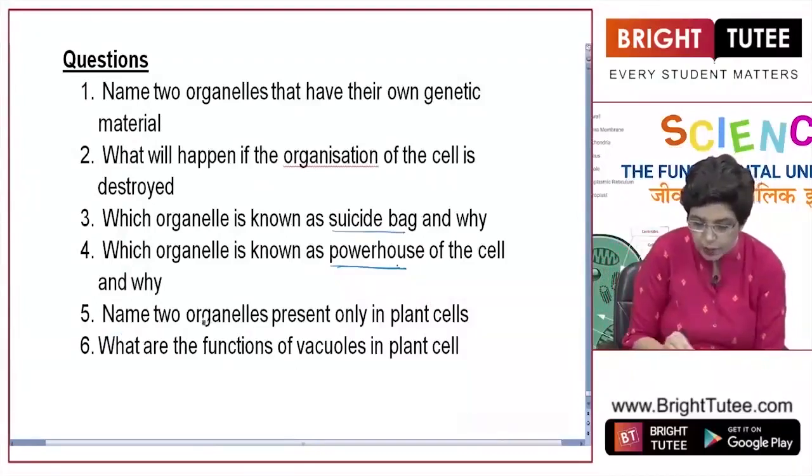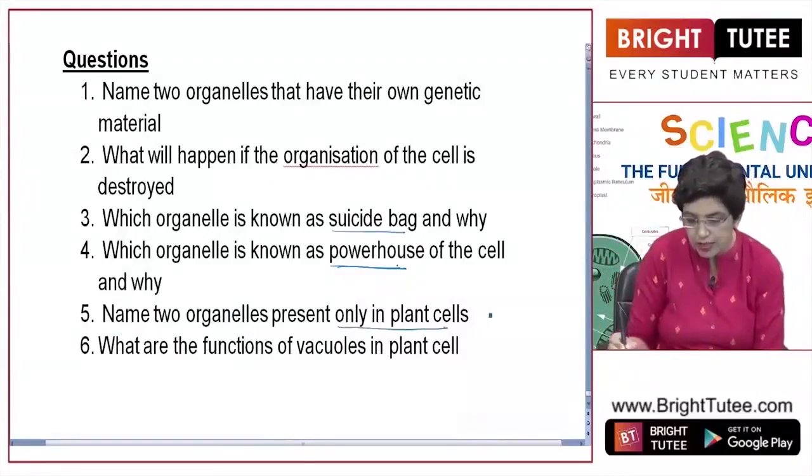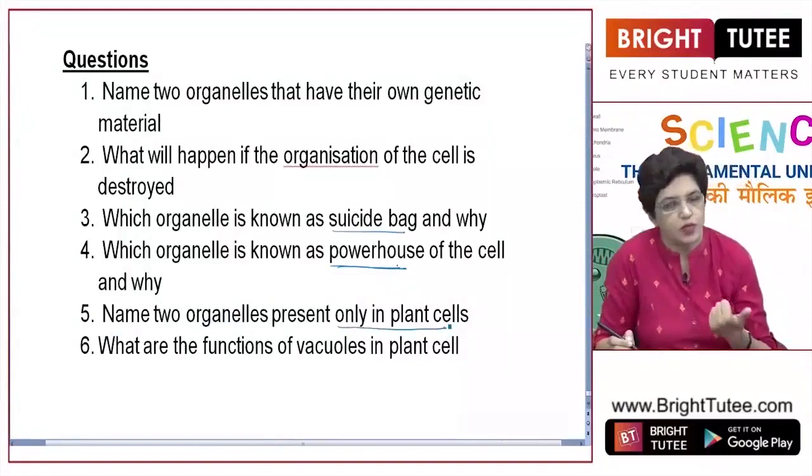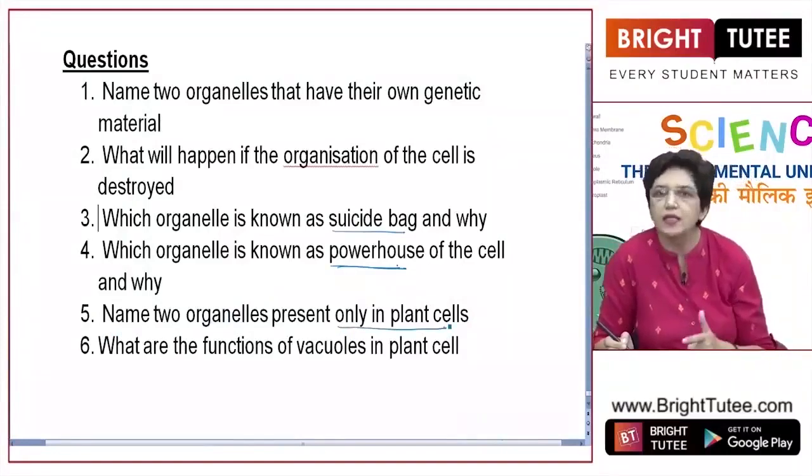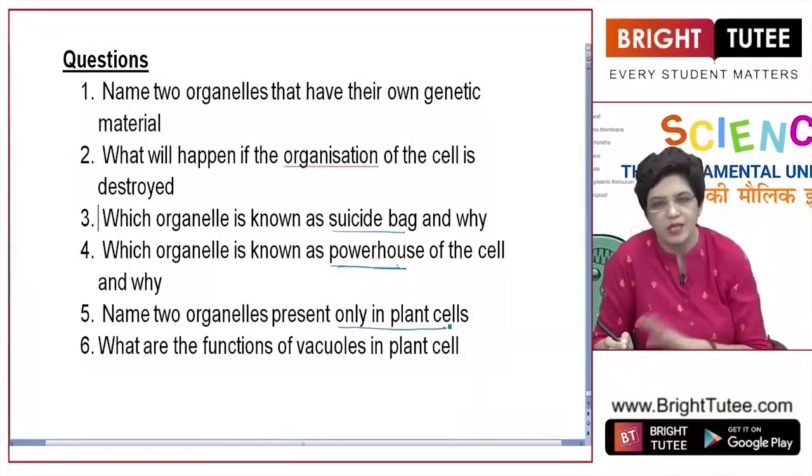Next question, name 2 organelles present only in plant cells. The plastids, which are present only in the plant cell, and the cell wall. Animal cells do not have a cell wall and plastids.